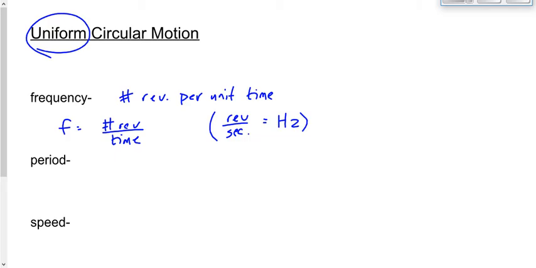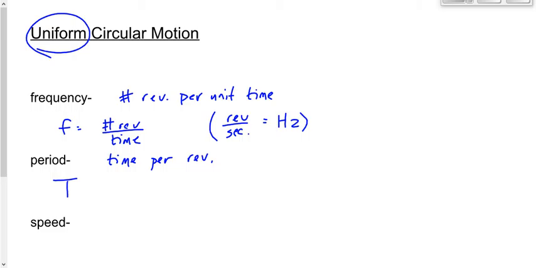Period is the exact opposite of frequency. If frequency is the number of revolutions per unit time, then the period would be the time per revolution. How much time it takes for 1 complete revolution. The symbol is a capital T as opposed to a lowercase t. Be careful with that one as well.